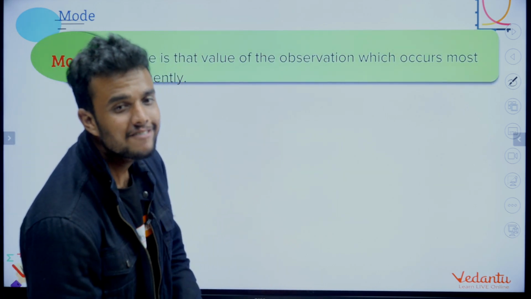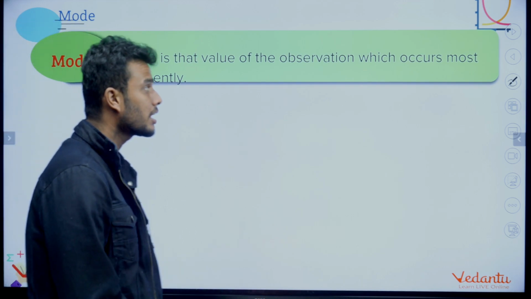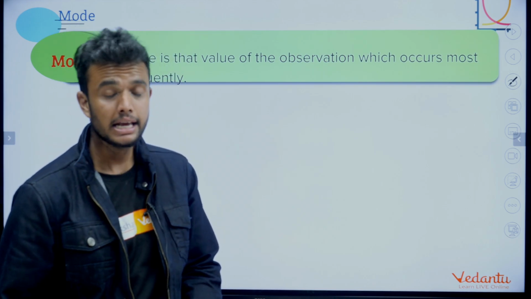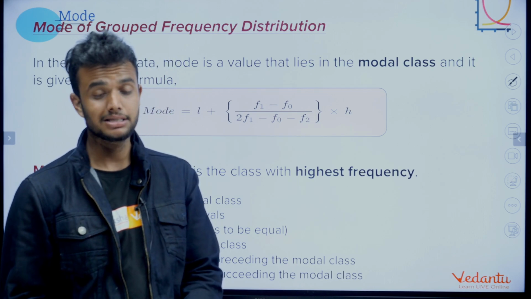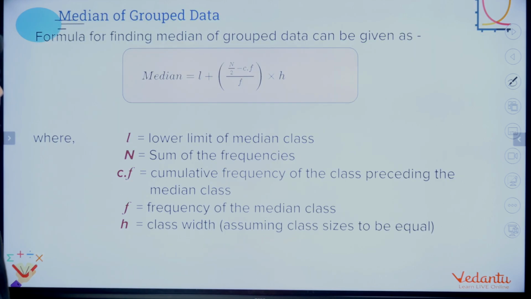Next, the mode question. Mode is that value of observation which occurs most frequently. What is mode? It is a value. It's a value of observation. Students, median is clear. If you have any doubt, let us know. Median is already clear. Mode, if you have any doubt, let us know. Wait here. For median, you have some doubt, right?